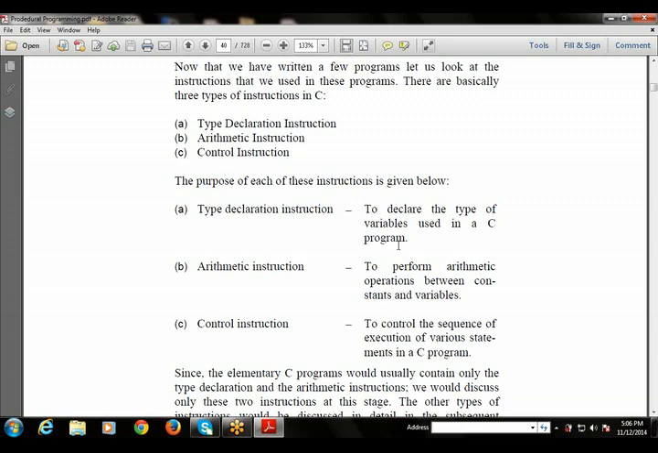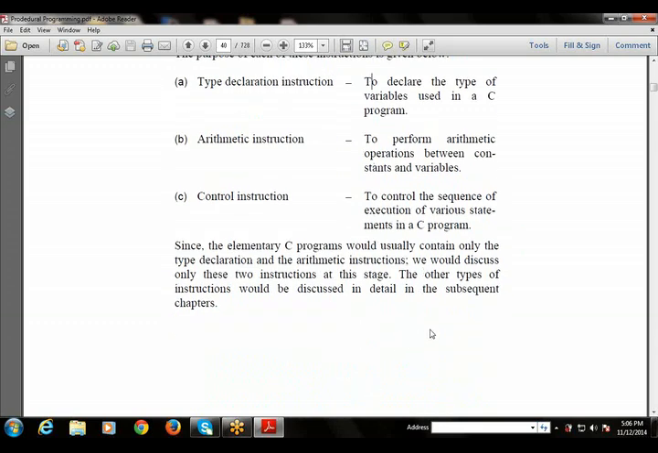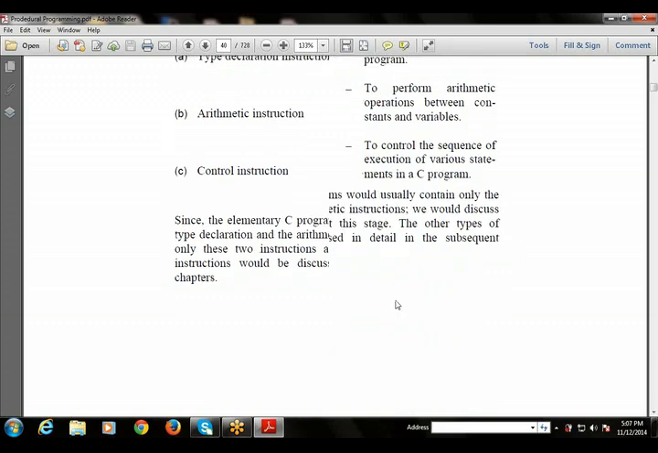Then next is your control instructions or the control statements that are used for controlling the sequence of the execution of various statements. Since elementary C programs would usually contain only the type declaration and arithmetic instructions, we would discuss only these two instructions at this stage. The other types of instruction will be discussed in detail in the subsequent chapter.